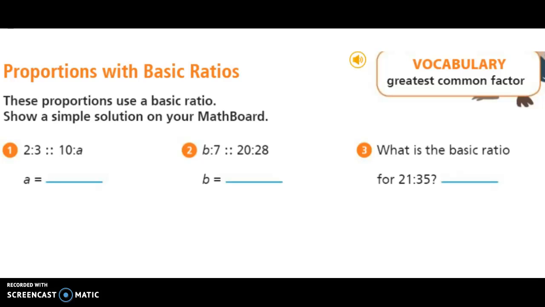Okay, so proportions with basic ratios, you can still solve this the same way. Show a simple solution on your math board. That's not going to be required. You can just continue to use your writing tab.